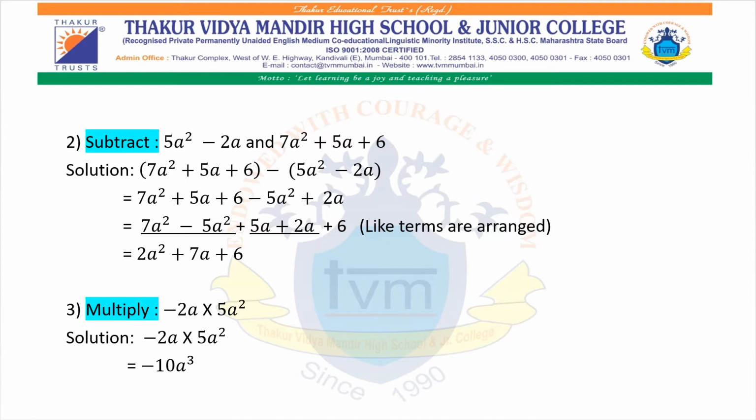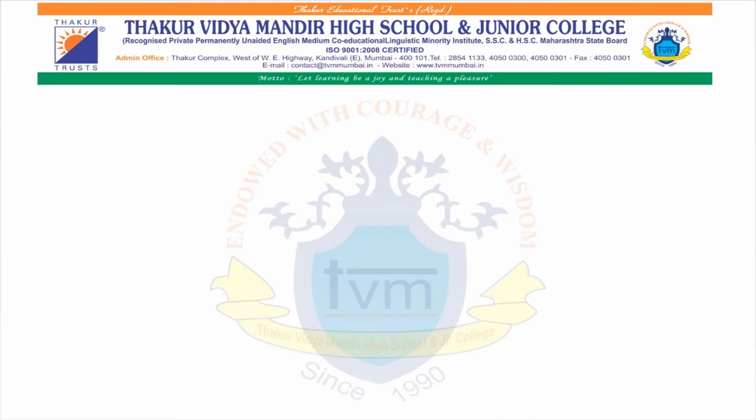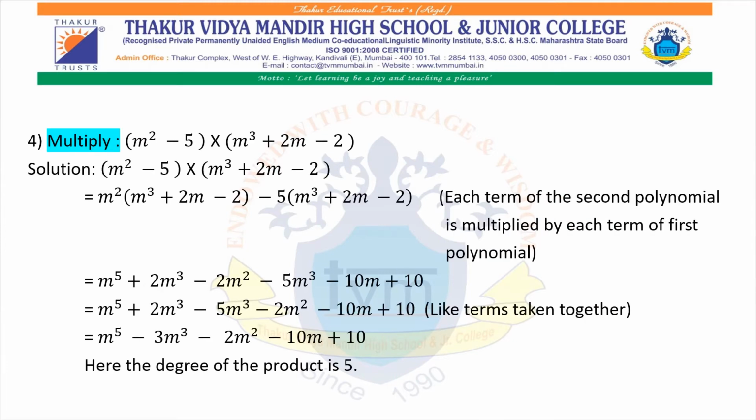The next example is of multiplication. Minus 2a into 5a square. So the solution is minus 2 into 5, we will get minus 10, and a square and a will become a cube. So the answer will be minus 10a cube. The next example is also of multiplication. (m square minus 5) into (m cube plus 2m minus 2).